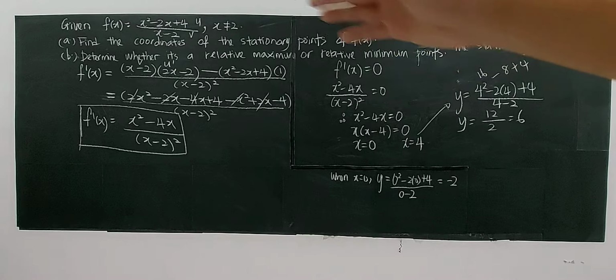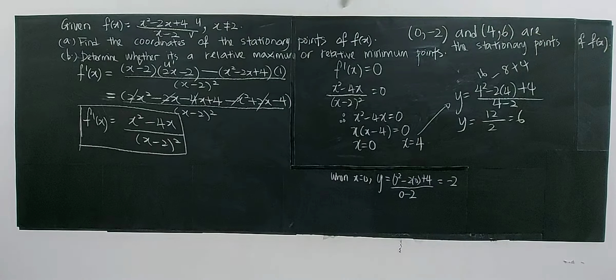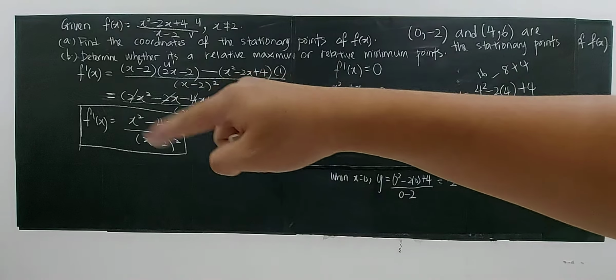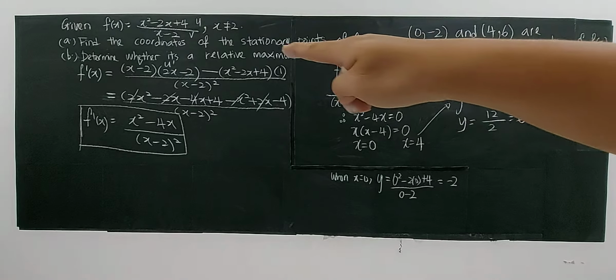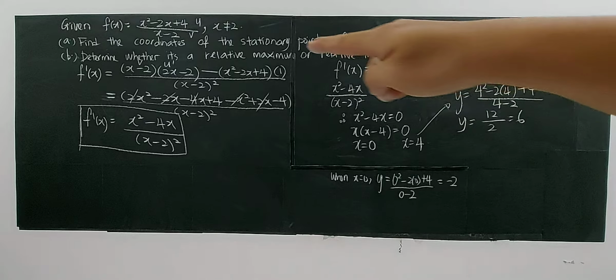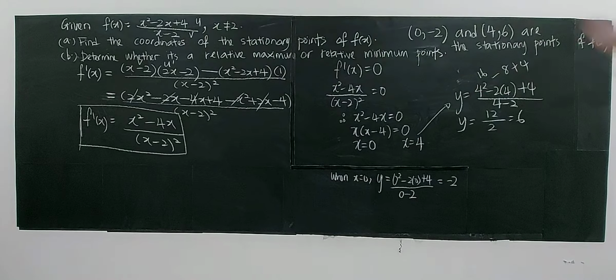Of course they are asking you to determine whether it's a relative maximum or minimum. I don't know which one is maximum or minimum, so we have to choose a test. There are two tests that I already introduced. The first one is the first derivative test, and the second one is the second derivative test. For this case, you can choose either one because they never state that you need to use any test. So you just have to choose a suitable test.